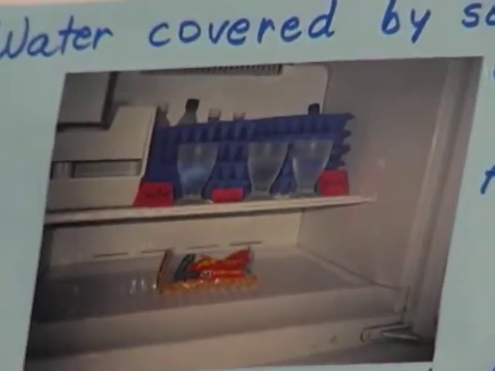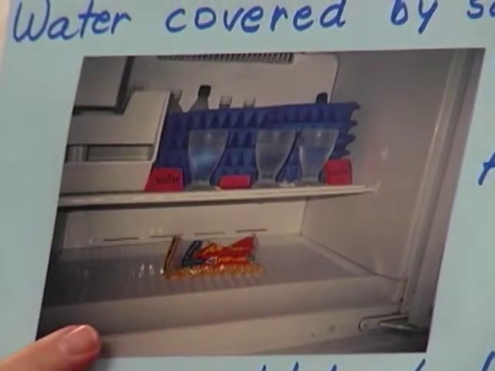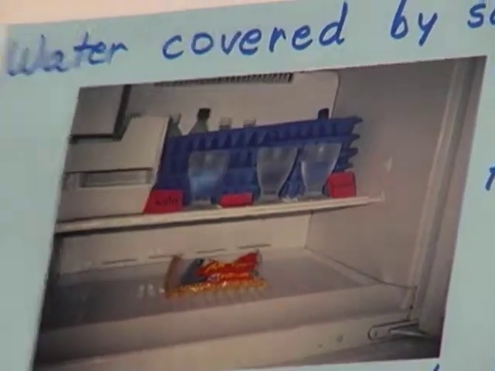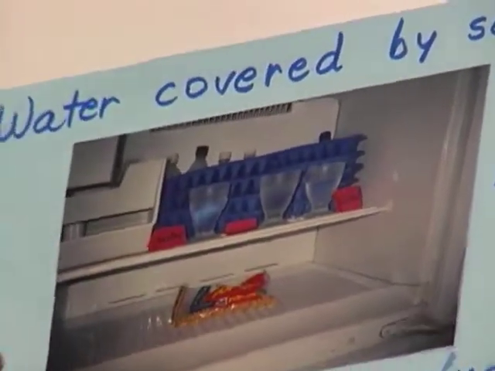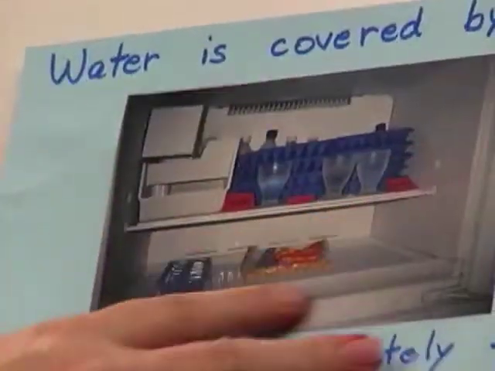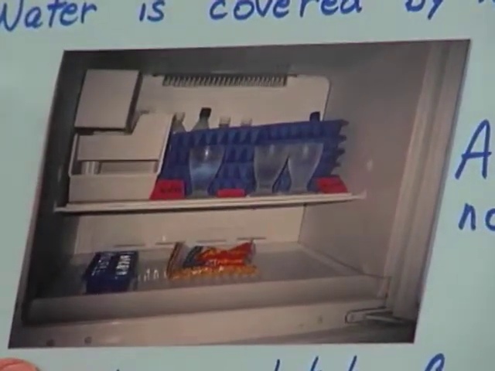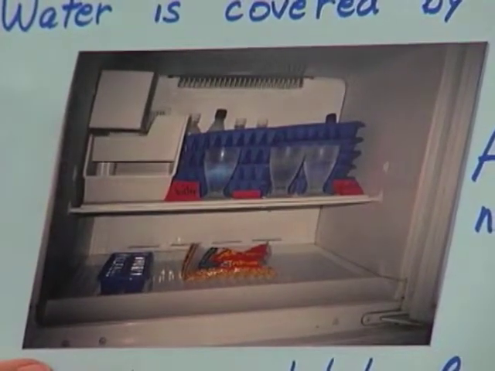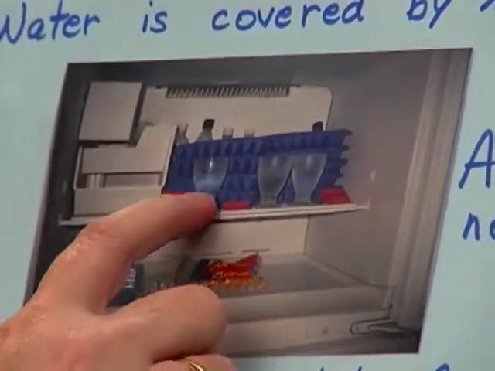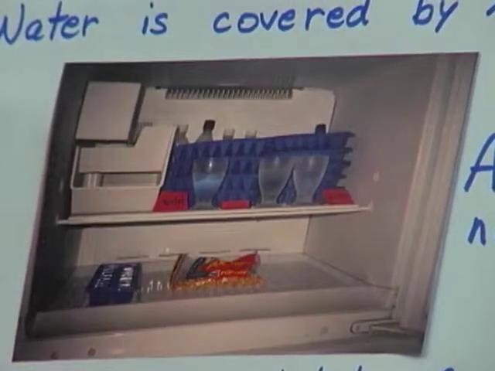These were glass glasses that I used. Now then, the water is covered by a solid layer of ice, still nothing from the alcohol, and the vinegar is completely slushy all the way to the top. I left it a little bit longer, then I checked it again. The water was covered by 1/4 inch of ice. The alcohol still hadn't done anything, and the vinegar was completely frozen. The water was still liquid underneath that 1/4 inch of ice.